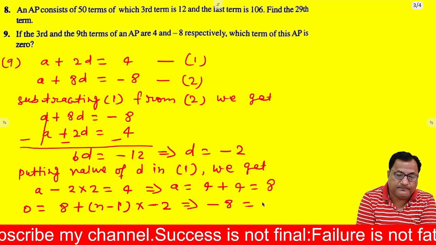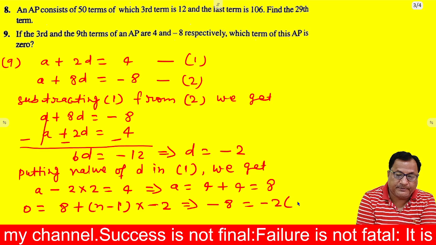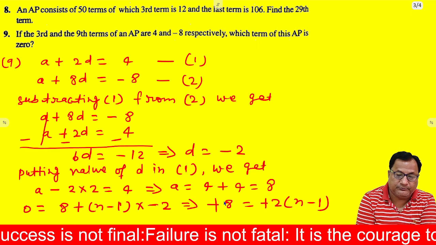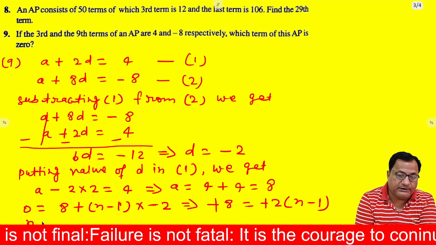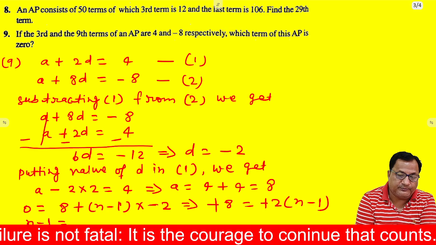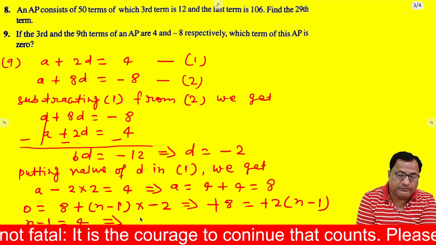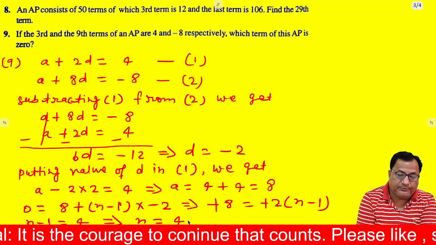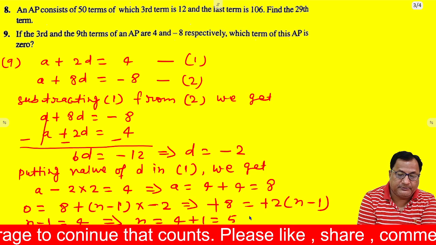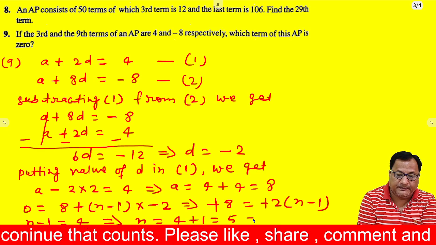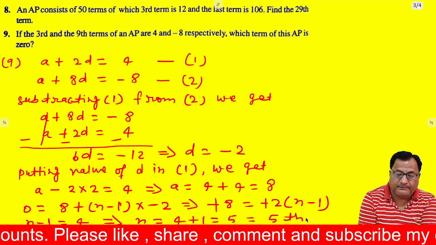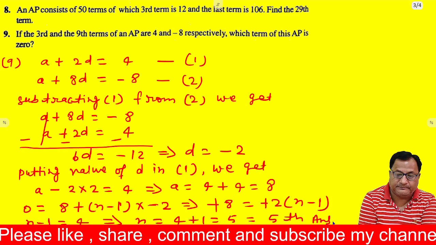is equal to minus 2 (n minus 1). Minus, if you cut 2 will bring this side. So n minus 1 is equal to 8 divided by 2. So this will be 4. So n is equal to 4 plus 1 is equal to 5. So answer will be therefore fifth term. Fifth term. This is answer.